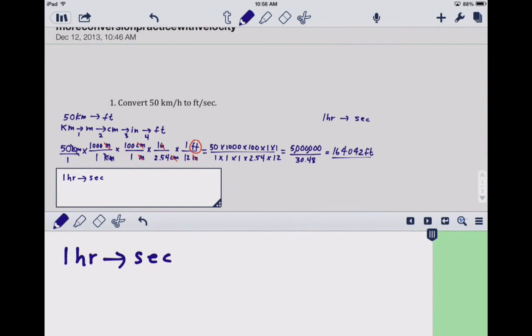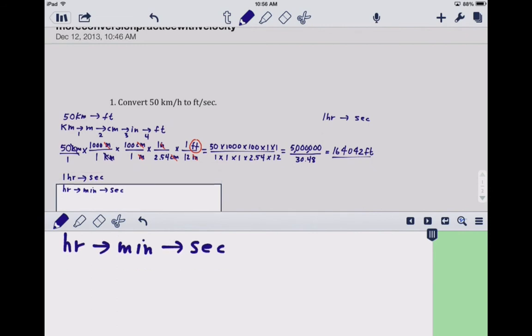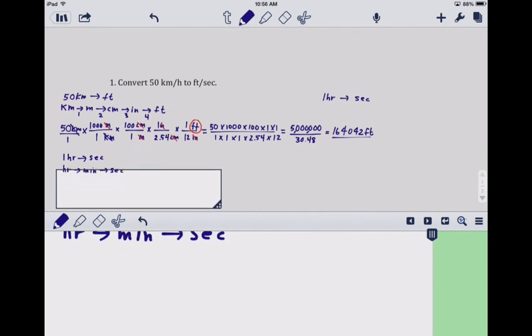And be very careful. A lot of times kids say, oh, there's 60 seconds in an hour. There's 60 seconds in a minute. So in order to do this conversion, I actually have to go from hours to minutes to seconds. If you know how to go directly there, that's fine. But most often, kids make fewer mistakes if they go from hours to minutes to seconds.